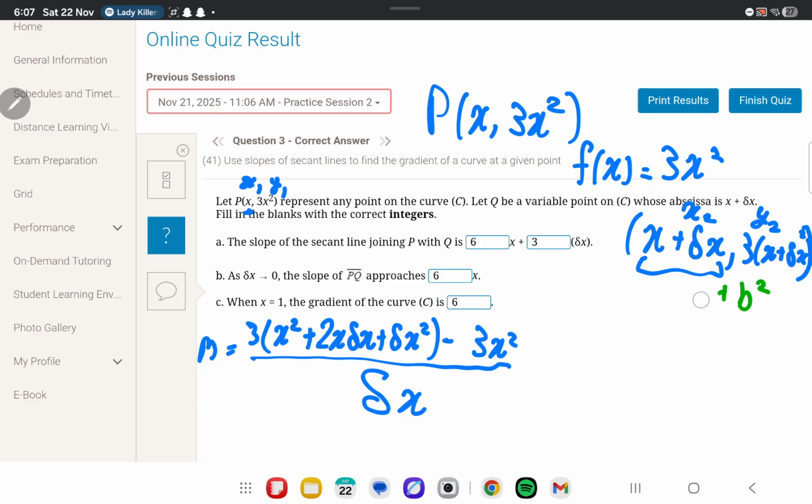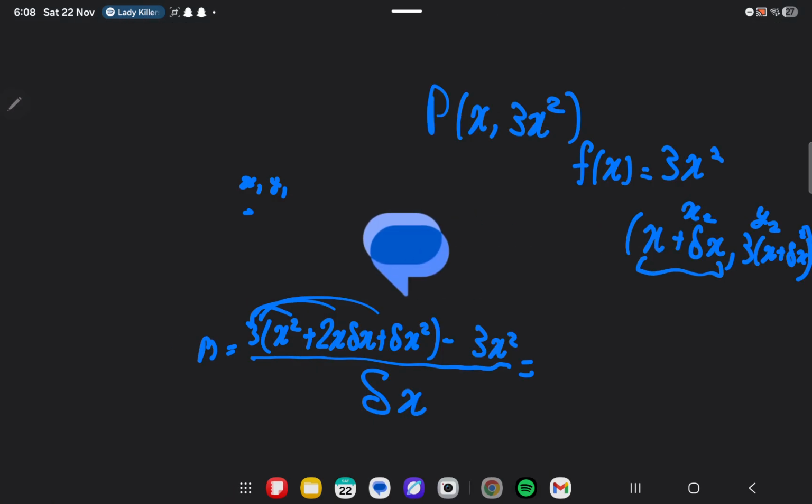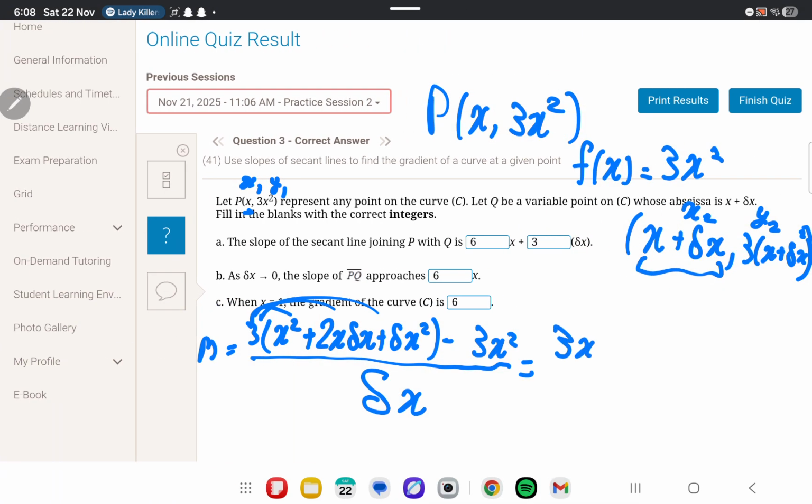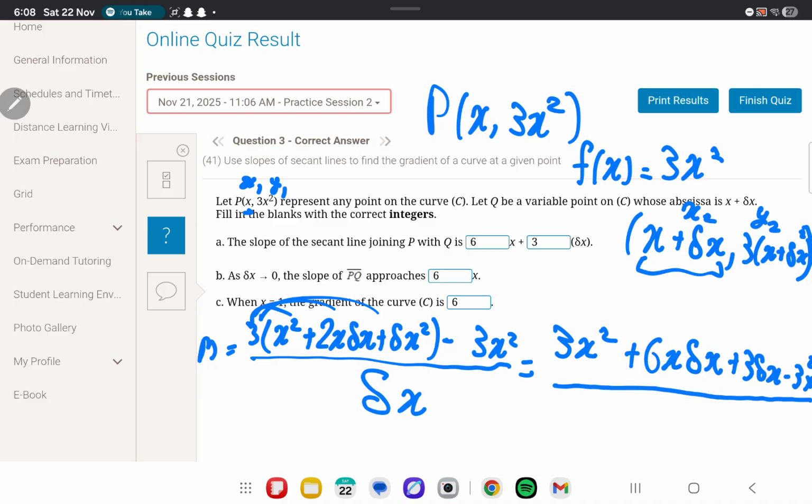I'm just rewriting it so I can simplify everything. Now, I am gonna distribute the 3 into my brackets. So I'm gonna get 3x squared plus 6x delta x, plus 3 delta x squared, minus 3x squared, all over delta x. Now 3x squared minus 3x squared cancel out, so what am I left with? I'm left with this, right?